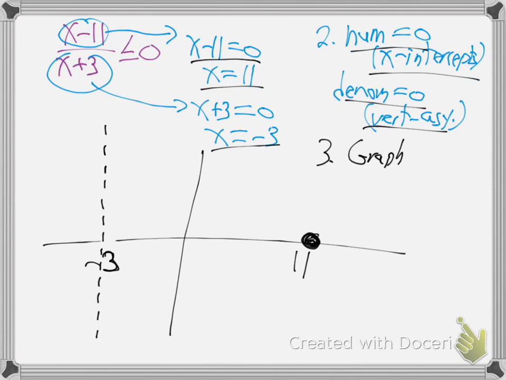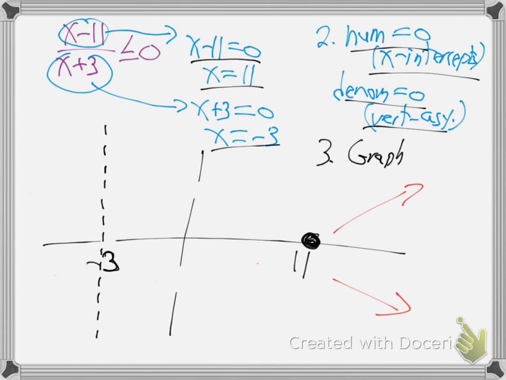Okay, so now we have 3 sections. Do you see that? We have the left, we have the middle, and we have the right. Negative 3 and positive 11 are the separators. We have to find out what the graph looks like in those 3 sections. Is it above or is it below? In the middle, is it above or below? Over here on the left, is it above or below? That's what we have to figure out. So how do we figure that out?